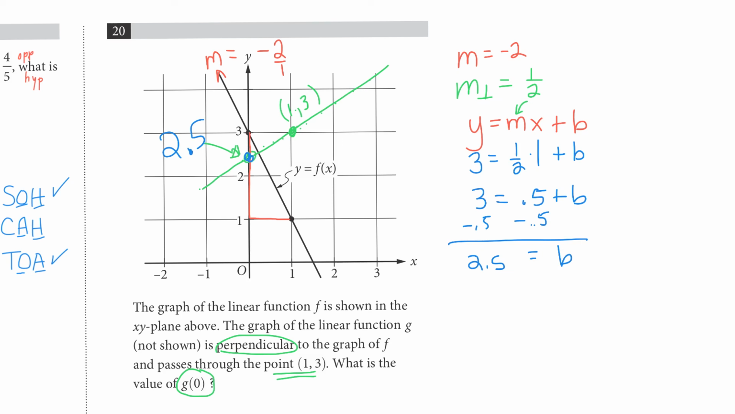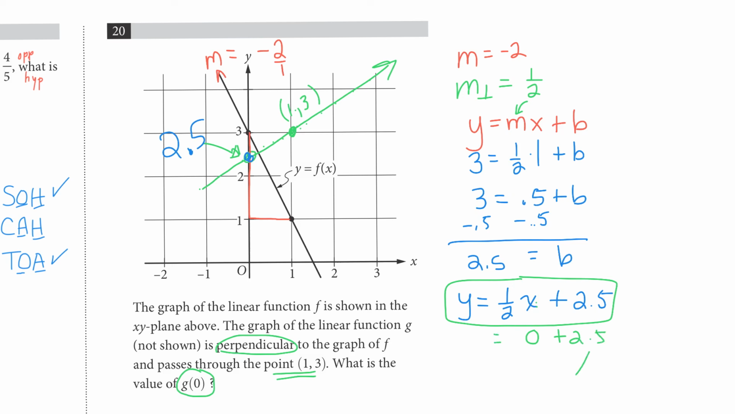So I'm going to just write the problem down. y is equal to 1/2, which is the slope, times x, plus b, which is 2.5. So this is the equation of the green line that I drew up here. And so when x is 0, this would be 1/2 times 0 plus 2.5. Then g of 0 is going to be 2.5, which is our y-intercept. So 2.5 was the answer for problem number 20.